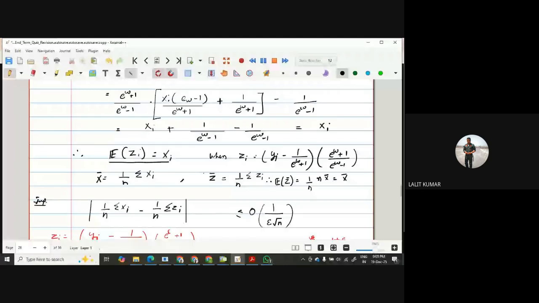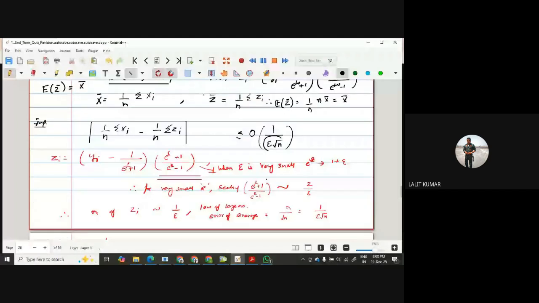So here we have come. Expected of Zi becomes Xi. Similarly, expected of Z bar will become X bar. I was just trying to explain where this e to the power epsilon root comes from, because the professor directly mentioned this. When the standard deviation of Zi is 1 over epsilon, and from the law of large numbers, the error of the average is equal to the standard deviation over root n. So when we place this standard deviation, we get 1 by epsilon, so the error of average becomes 1 over epsilon root n.